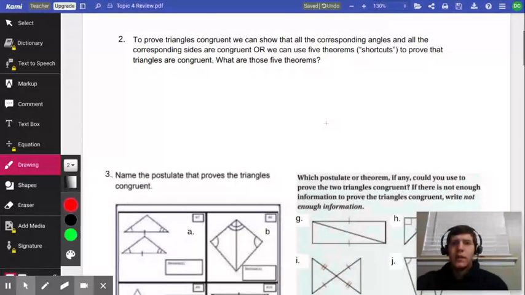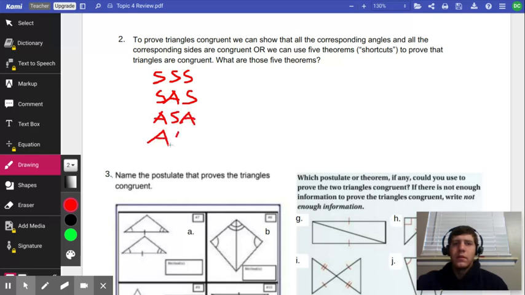Okay, 2 here. Again, you'll have a multiple choice question, I guess, on the test, and it'll ask you which theorem doesn't work, right? So we got to know which theorems do work. So it's asking us to list the 5 theorems we have, or the 5 shortcuts for proving triangles are congruent. So we have side, side, side. We have side, angle, side. We have angle, side, angle. We have angle, angle, side. And we have HL.